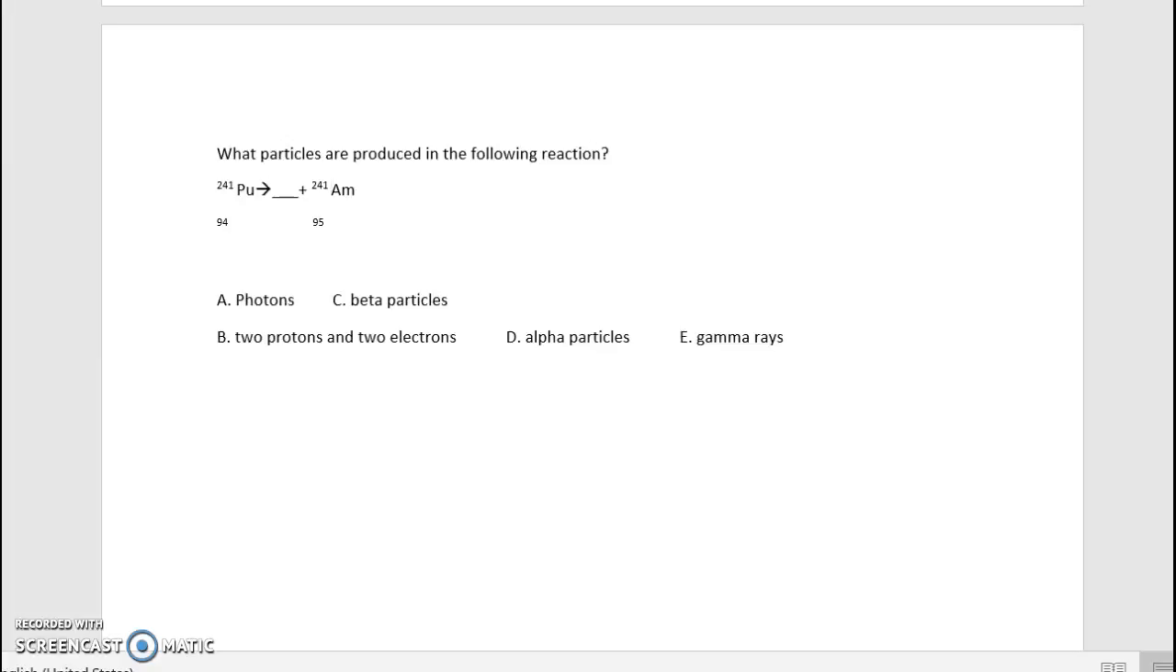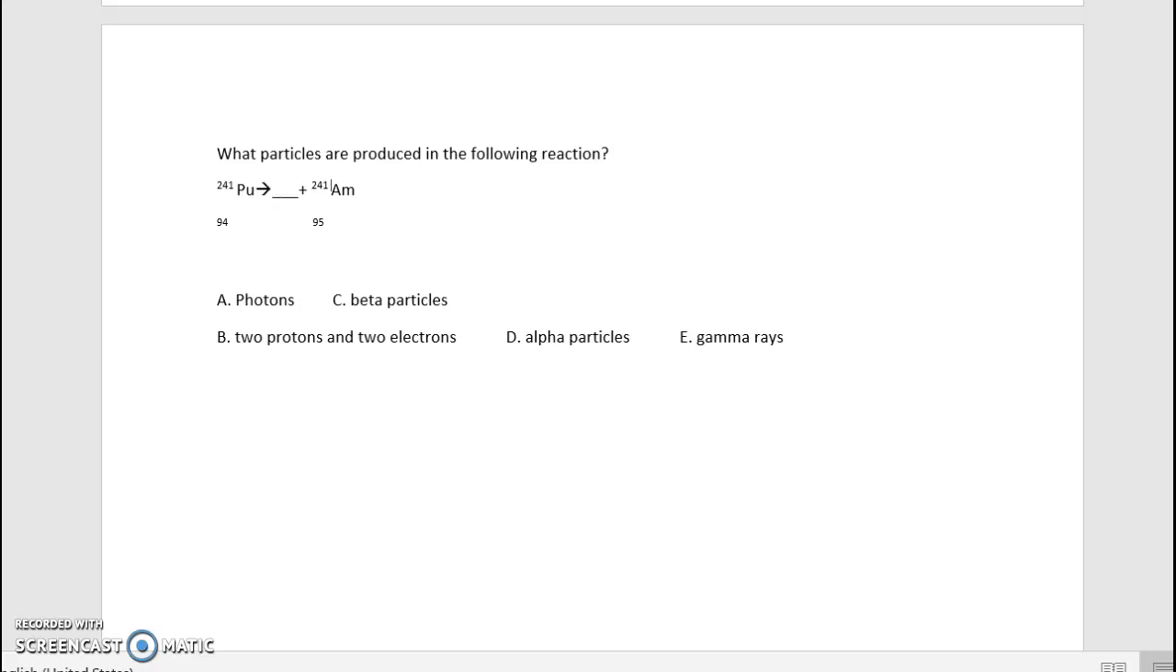Alright, so this is problem number 4 for the 5 problems of extra credit for exam 4, and it is a problem from exam 4, and it reads as follows. More particles are produced in the following reaction. And then it gives us plutonium-241 yields blank plus americium-241. And basically what it's asking us is, what other particle is going to be yielded after the reaction occurs?